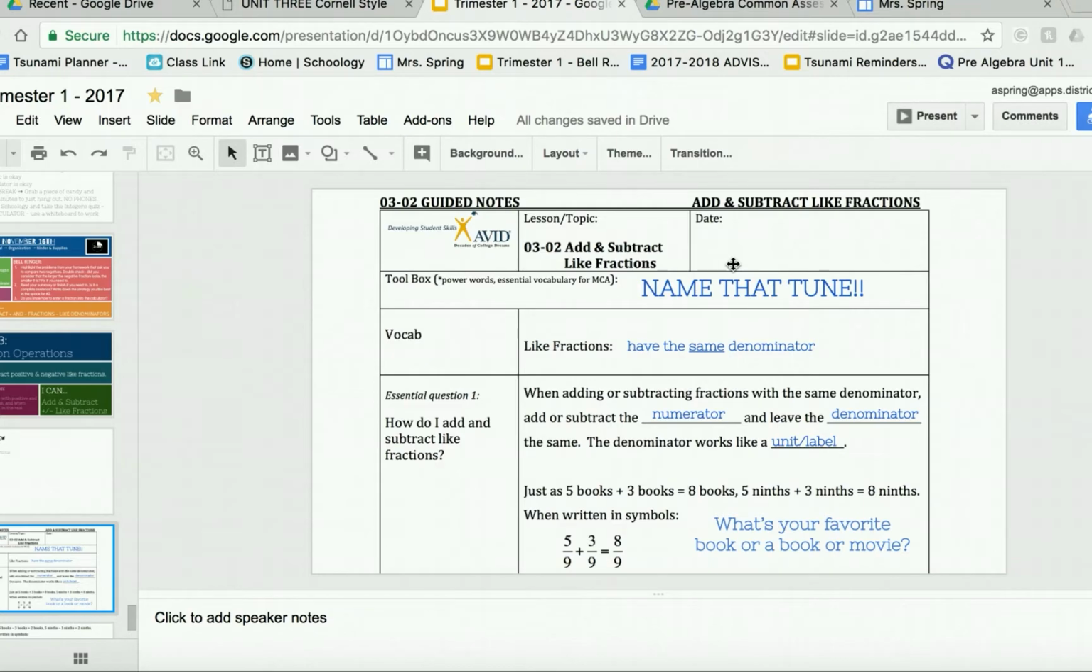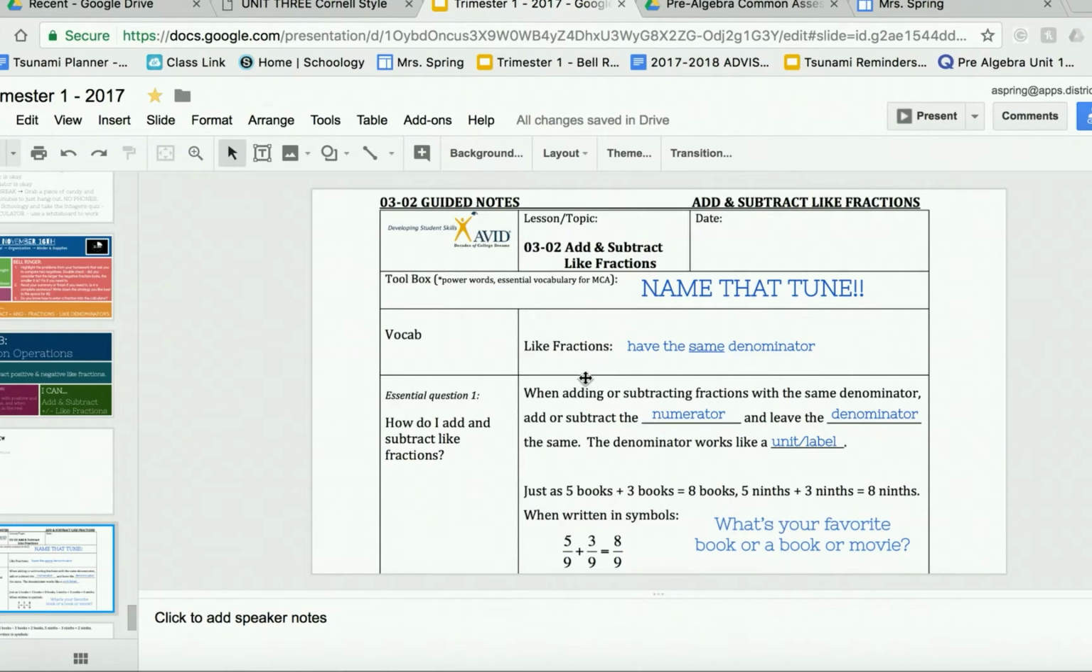There is a vocabulary word today, and the vocabulary word that you need to know is like fractions. Like fractions are really any fractions that have the exact same denominator. Remember, the denominator is the number that's on the bottom. So if 2 or more fractions have the same bottom number or denominator, they're considered like fractions. And it actually makes life way easier when you're adding and subtracting.